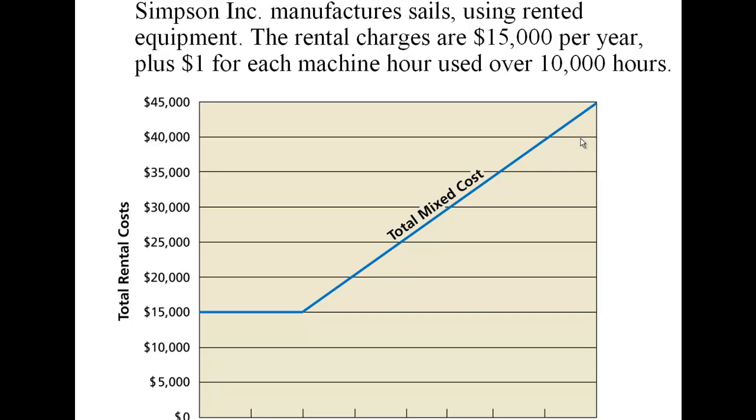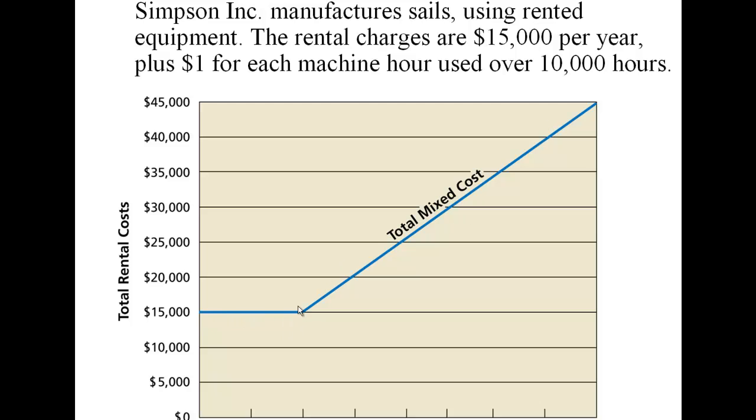It says Simpson Incorporated manufactures sails using rented equipment. So the rental charges are $15,000 per year, plus $1 for each machine hour used over 10,000 hours, right? So at first it says 15,000 bucks for the first 10,000 hours. We can see that. So it's fixed here initially, and then it goes up, right?